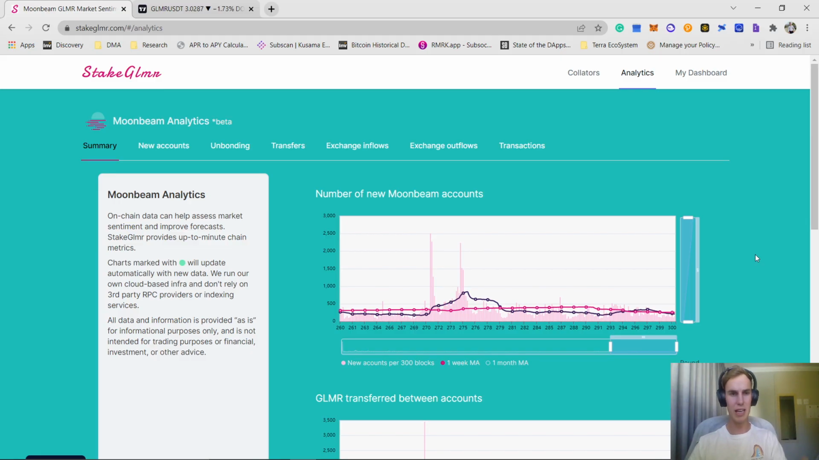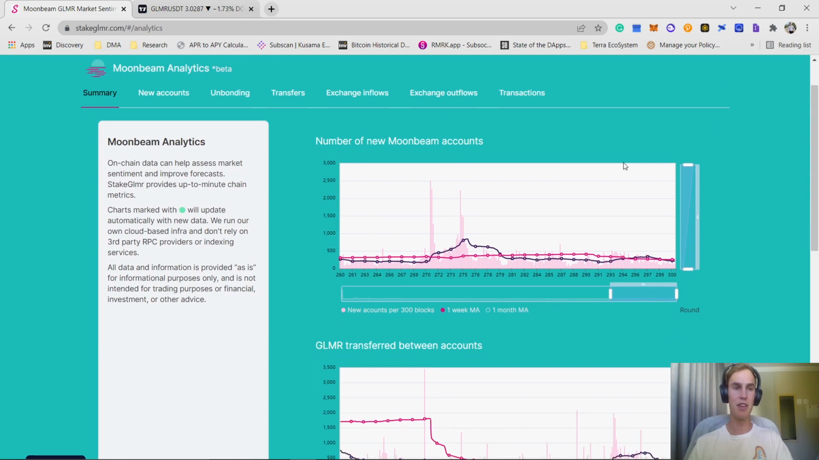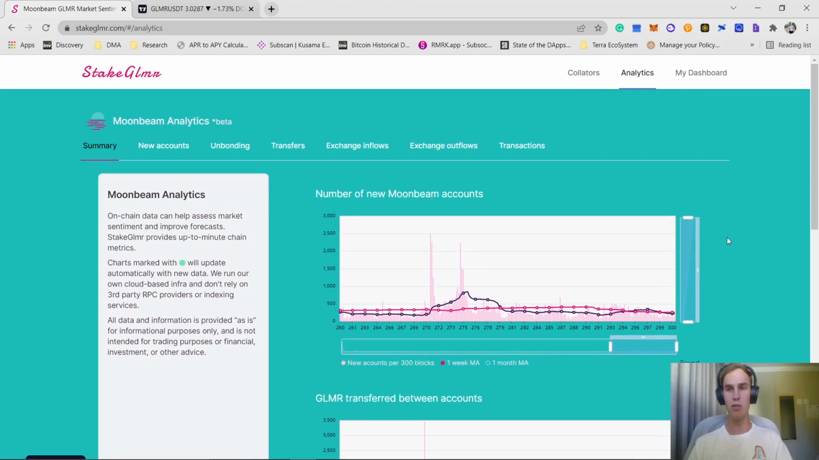So I just wanted to show you guys where I got this information. I didn't get it myself. It's basically collated by one of the collators at stakelimit.com. This is the same site where you can see all the metrics for the different collators. There's another little tab here that says analytics, and then you can check a whole host of different information like transfers, exchange inflows, outflows, transactions, and just get a better idea of what's actually happening on the network.